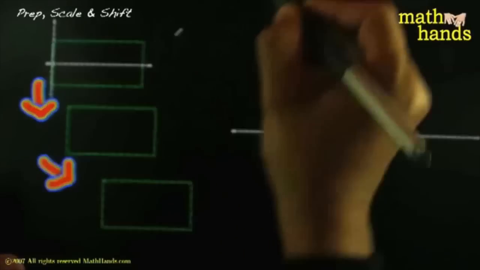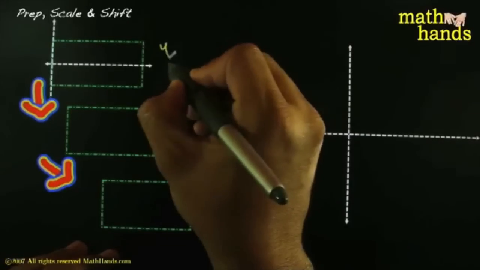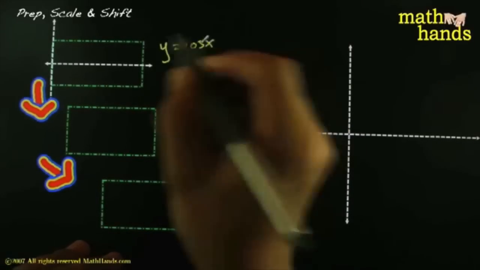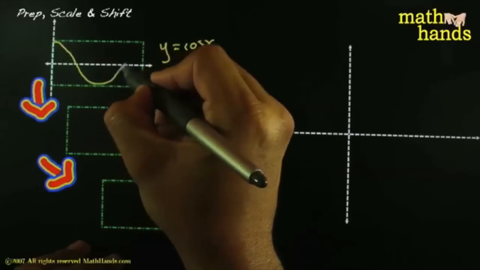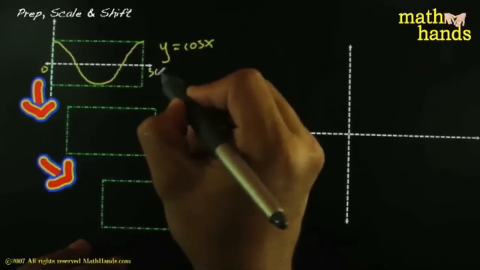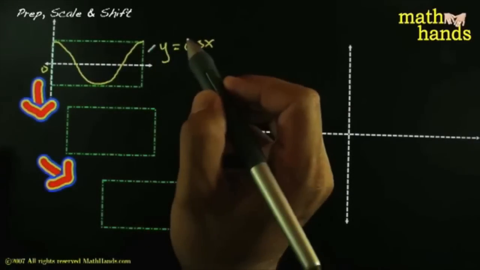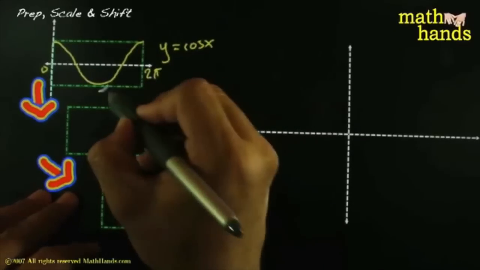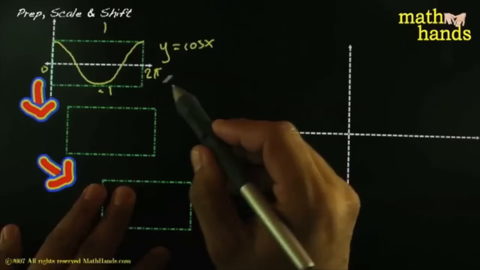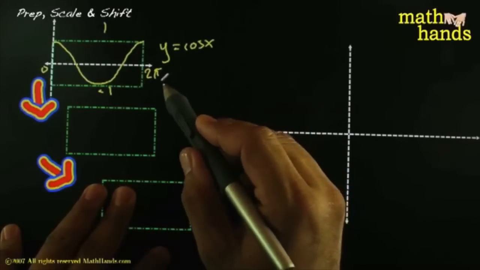Y is equal to cosine x. No problem. Super famous. Goes from 0 to 360 degrees. Hey, you know what? I never do radians. Let me do radians just for fun. From negative 1 to 1. And then we're going to do the scale.